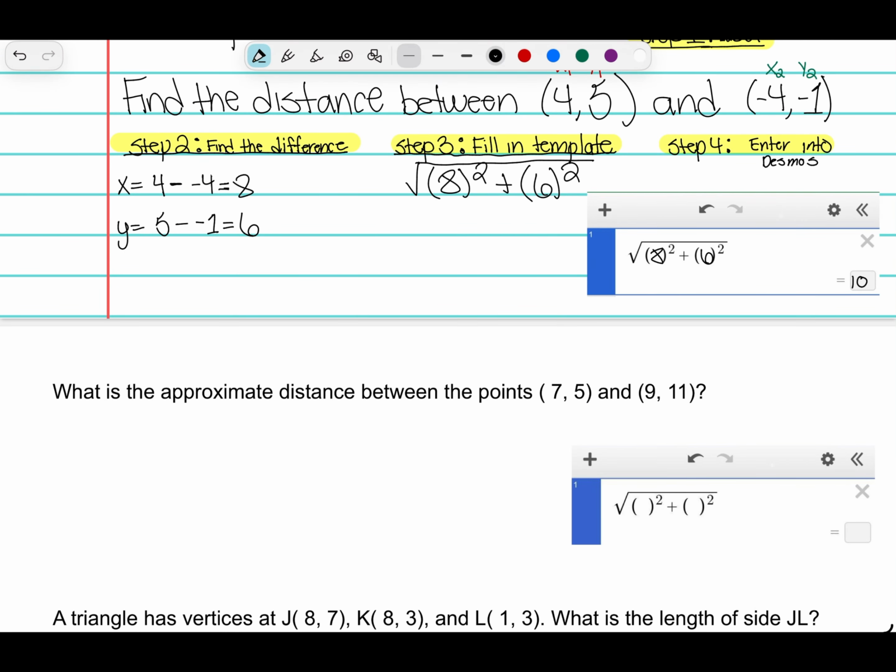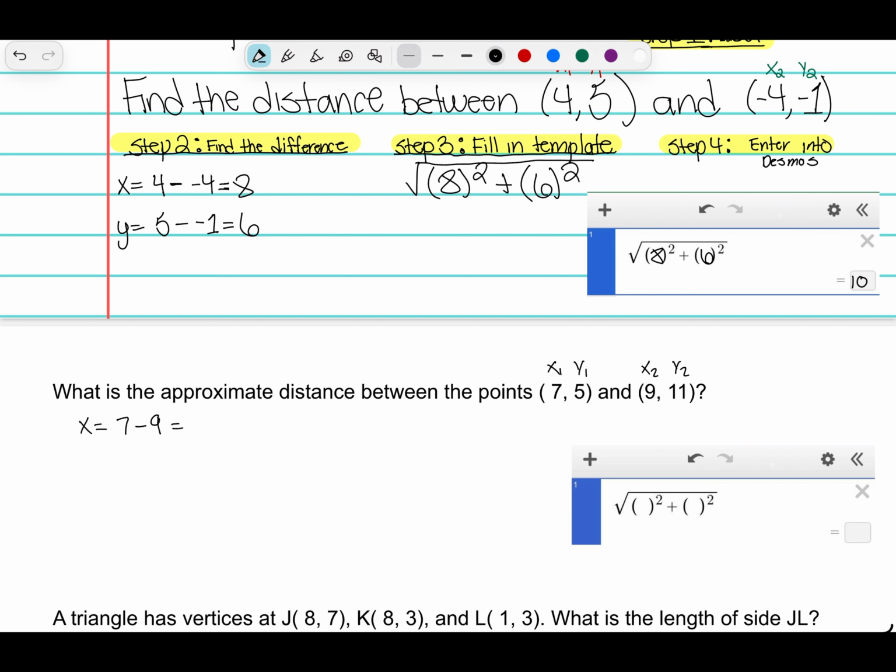Okay, so in our next example, it says, what is the approximate distance between 7, 5, and 9, 11? Okay, so step 1 says we have to label our x1, y1, x2, y2. The first point they gave me was 7, 5, so I'm going to label that as x1, y1. The second point was 9 and 11, so I'm going to label that as x2, y2. Okay, now after that, we have to find the difference for those values. So I'm going to do my x first. The first one was 7. So I'm going to do 7 minus 9.